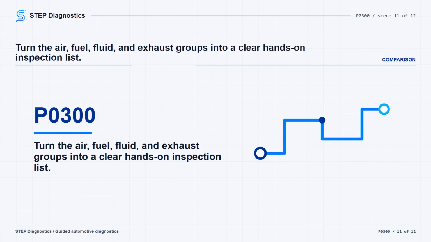Also check coolant level and quality with the engine operating at the correct temperature. Check oil level and quality for contamination or maintenance concerns. And inspect the exhaust for damage, restrictions, and routing problems.